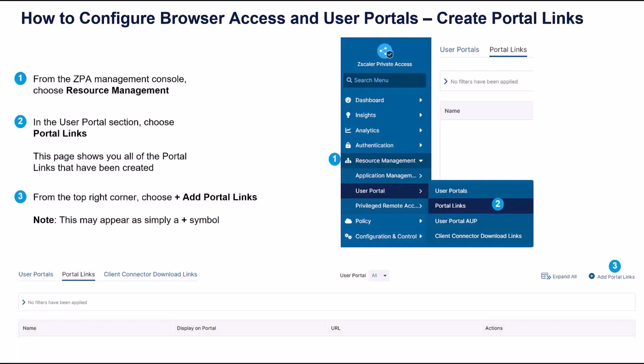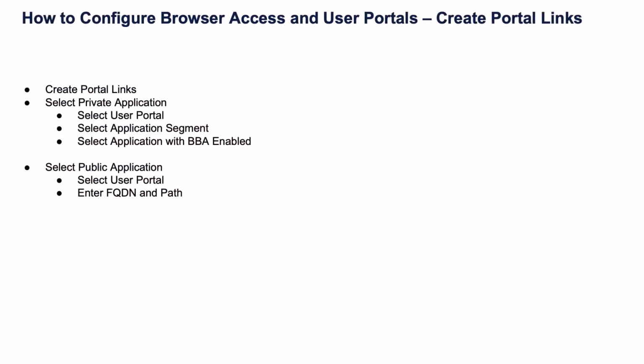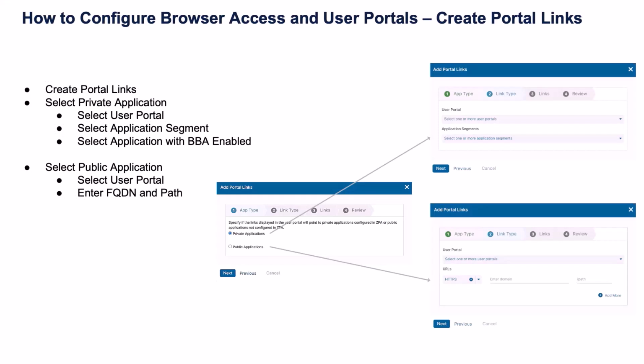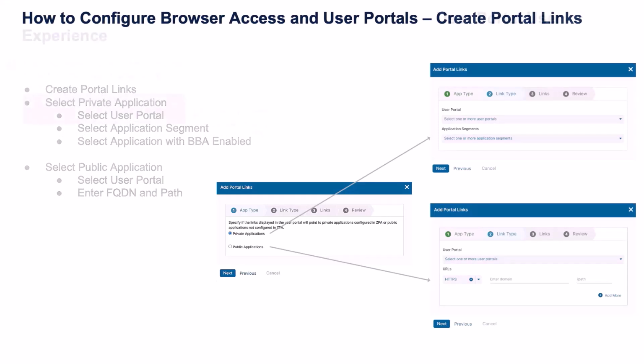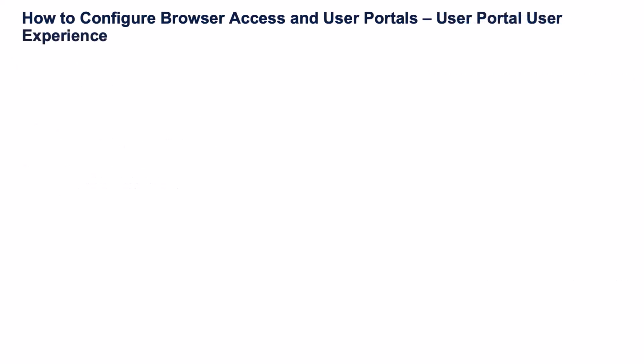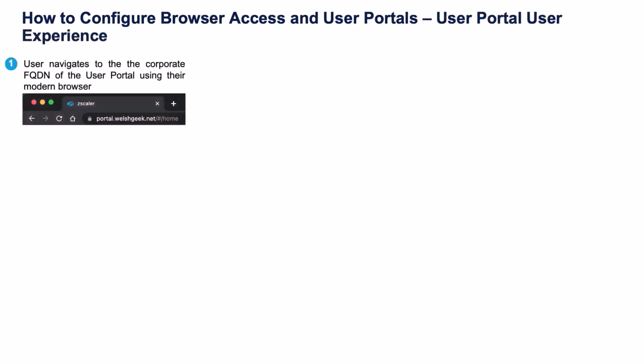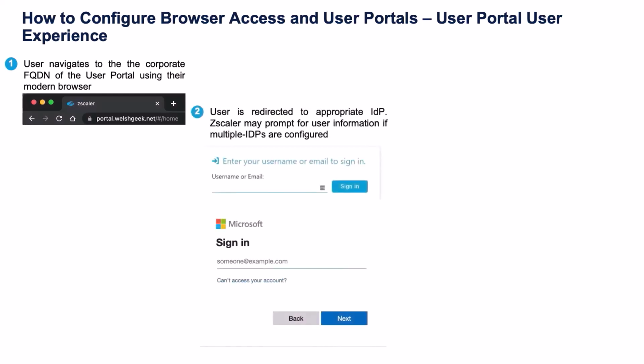We do the same thing for the browser access user portals. We're going to create portal links. We add a portal link. I can select those private applications and public applications that have previously been defined. And then the user experience of accessing those applications, I enter that portal or I enter that URL into my browser. My browser is going to redirect to the IDP.